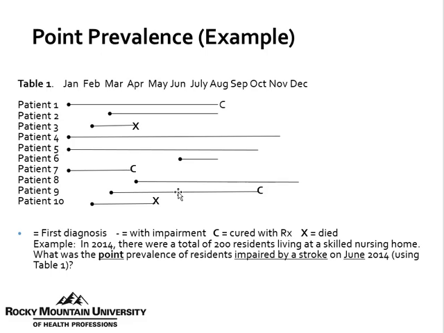Now, we also have to take into account the X's. The X's are individuals who passed away. So we no longer have a sample of 200, we have a sample of 198 because 2 of those individuals had passed away. So we see that there are 7 people out of 198 impaired by stroke. So that gives us a percentage of 3.5%, or 3.54 residents out of 100 are impaired or experiencing impairments due to a stroke.